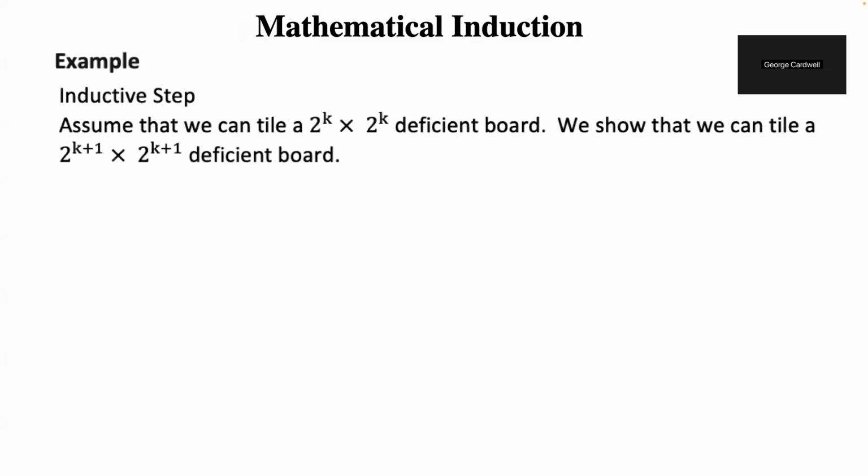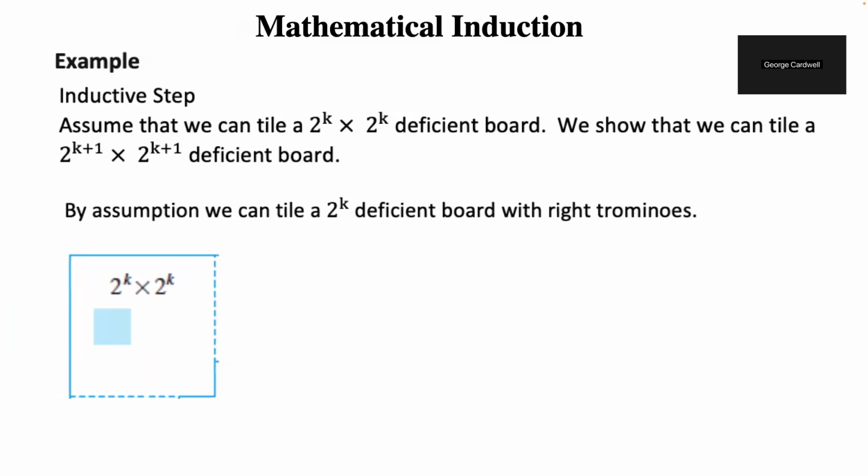The inductive step says assume that we can tile a 2 to the K by 2 to the K deficient board. We show that we can tile a 2 to the K plus 1 by 2 to the K plus 1 deficient board. That's what we got to do. So if we assume we can do it for 2 to the K by 2 to the K, for example, say K was 3, if we assumed it worked for 8 by 8, we need to show that it'll work for 16 by 16. Because if K is 3, then 3 plus 1 is 4, 2 to the 4 is 16.